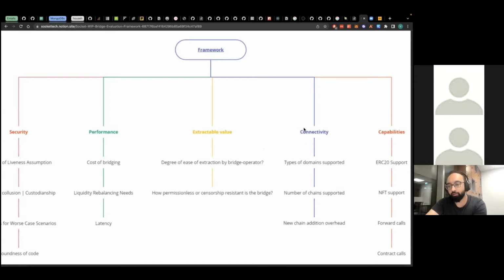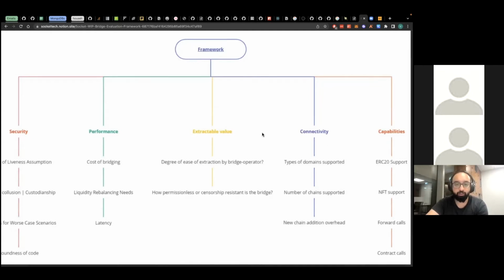Fourth one is connectivity, meaning how many chains does this bridge support? How easy is it for a particular bridge to support a new chain? And capabilities: does this bridge allow you to send ERC20s, NFTs? Does it allow you to make contract calls and things like that?